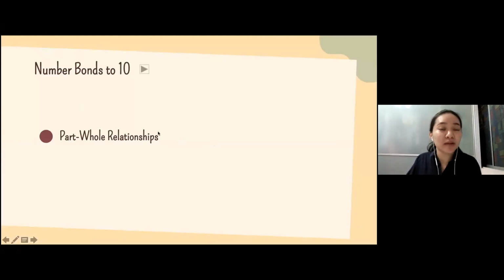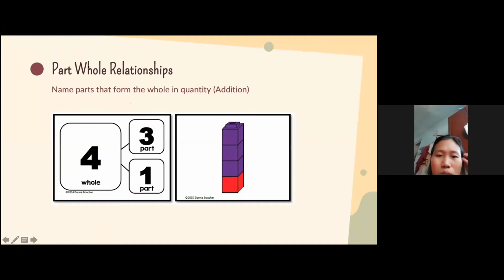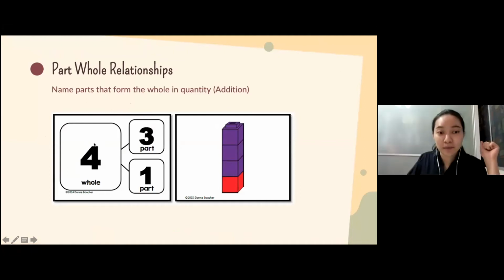This will really help them in the future when they need more thinking skill, problem solving skill. So let's look at part-whole relationship. We know that a whole number can break into two parts. 3 and 1 make 4. So this is 4. One part is 3 and another part is 1. 3 and 1 makes 4. So this is what we call part-whole relationship.